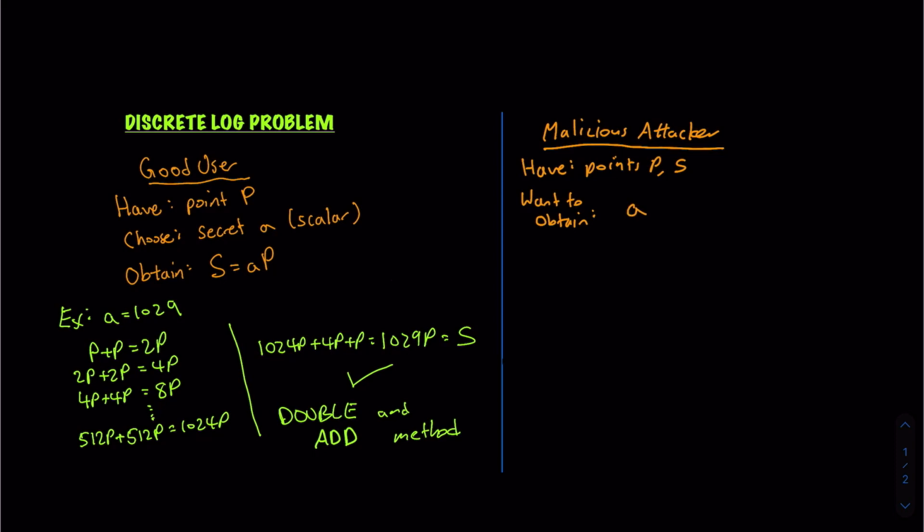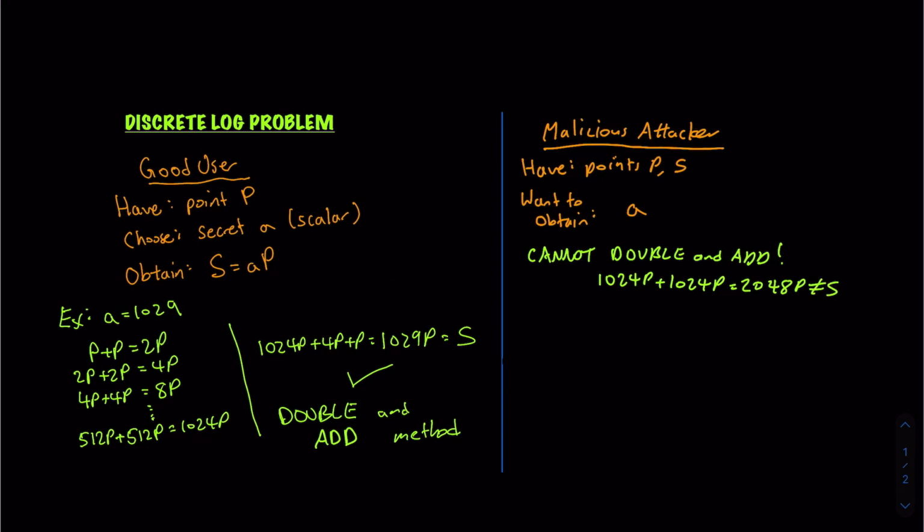Well, they can't use the double and add method to try and find out what 1029P is, because they don't know the value of A. See, I know the value of A, which is why I was able to do it. If the attacker doesn't know the value of A, and they keep using the double and add method, they will overshoot the value. For example, they will keep double and adding until they get to 1024P, and then the next time they do the double and add, they'll end up with 2048P. So they're going to overshoot the value of 1029P.